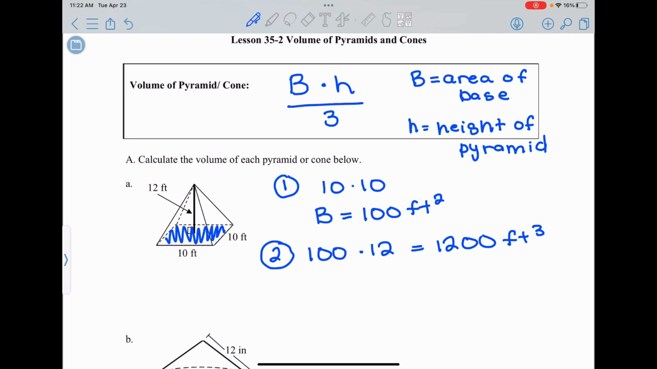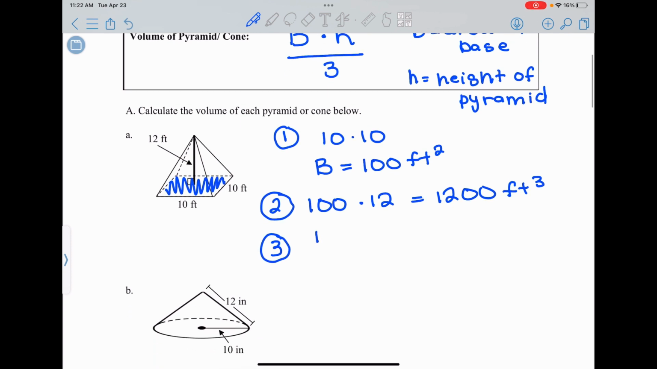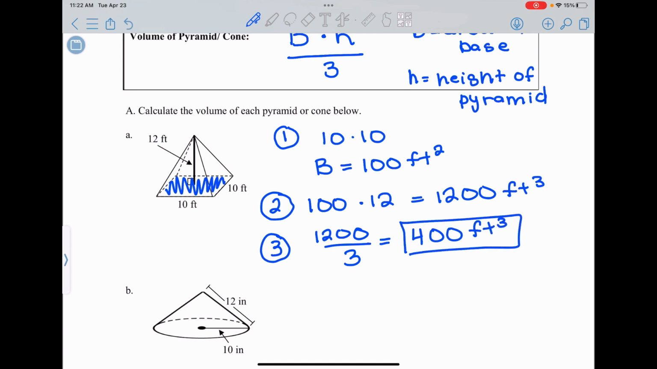But this is not the volume of the pyramid. This would be the volume of a prism with the same dimensions. So in order to find the volume of my pyramid, I divide this by 3. And I get 400 feet cubed. So we are doing the same process of finding the area of the base and multiplying by the height, but we have to divide by 3 since the amount of space inside of a pyramid or a cone is a third of what it would be inside a prism or a cylinder.